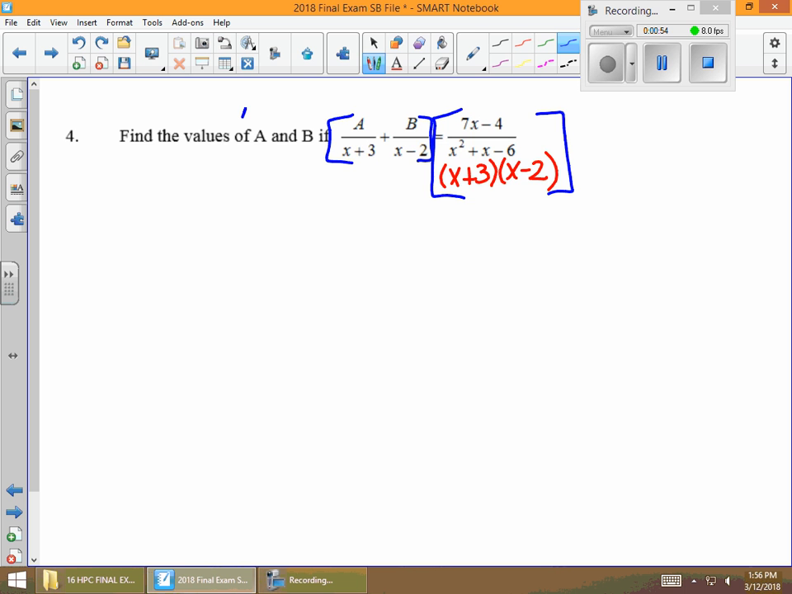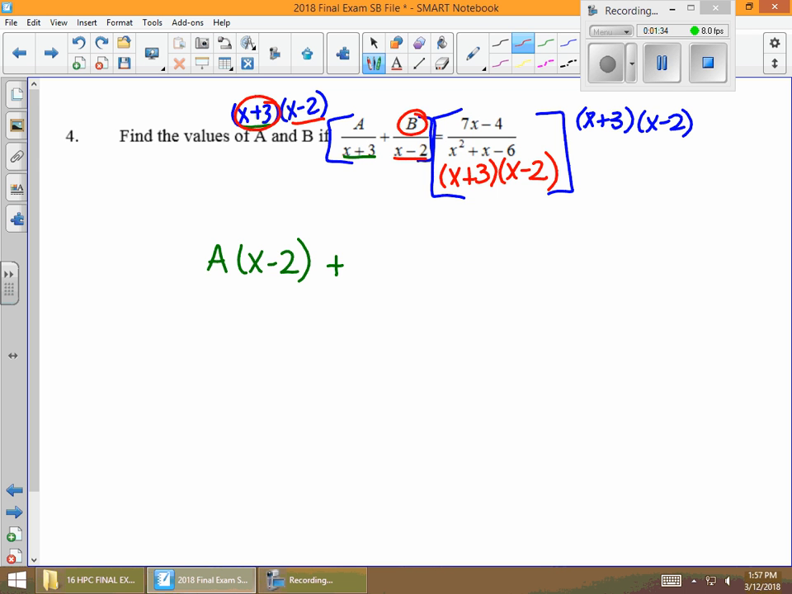So I'm going to multiply both sides of my equation by x plus 3 times x minus 2. Again, this is legal because we have that equal sign in our problem, and we can do the same thing to both sides of the equation. So for A, my x plus 3's are going to cancel. So I'm going to be left with A times x minus 2 in the middle. For B, my x minus 2's are going to cancel. So I'm left with B times x plus 3.